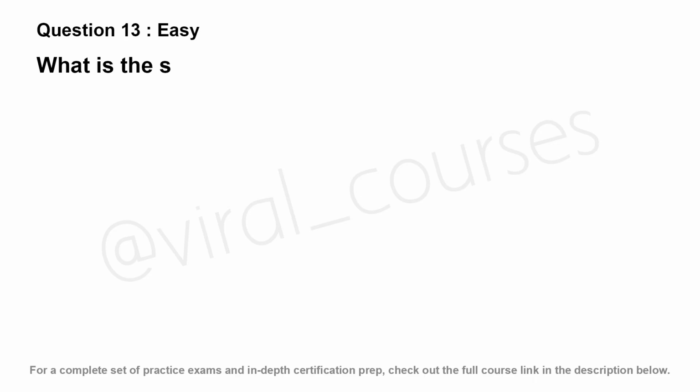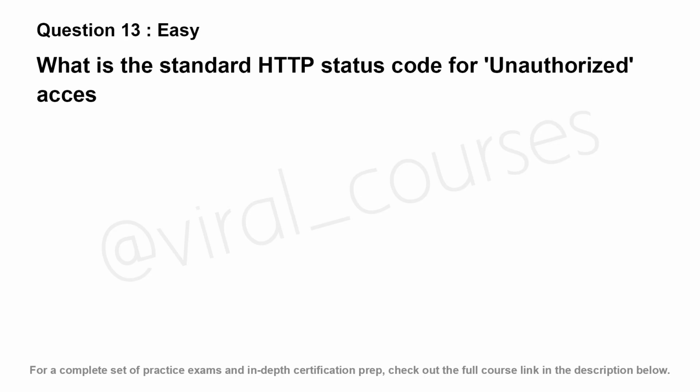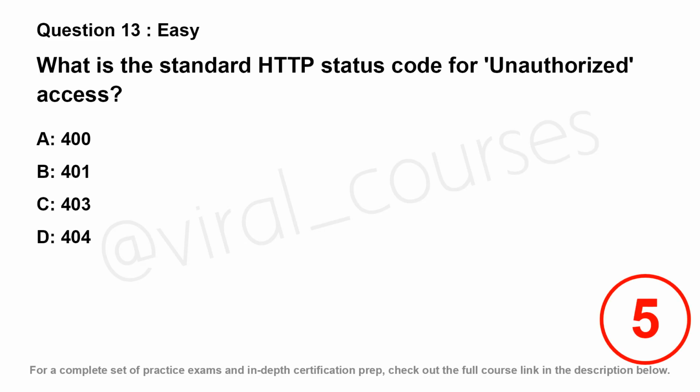What is the standard HTTP status code for unauthorized access? Option A, 400. Option B, 401. Option C, 403. Option D, 404.